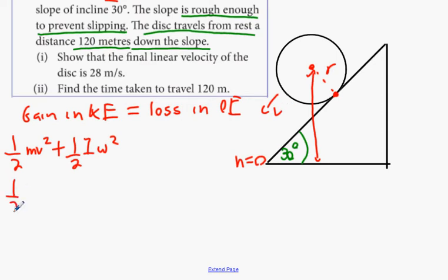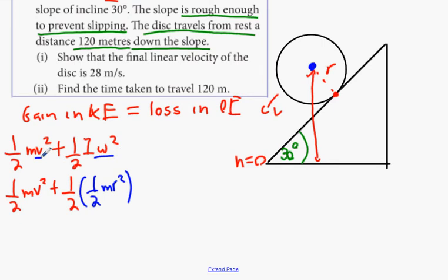So it's a half mv squared. Now, what's the moment of inertia of a disc that's rotating perpendicular to the plane of the board from the center of the disc? Half mr squared. So it's going to be bracket a half mr squared.